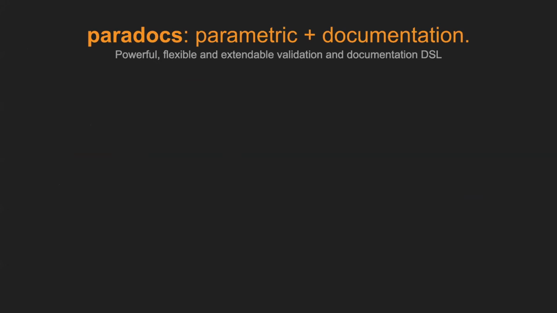Paradox is just an extended parametric gem. It's built to be a great documentation tool, better than Swagger. With Swagger you have to write the documentation on your own, but with Paradox you write Ruby code that performs validations, and after that you get the documentation for nothing.